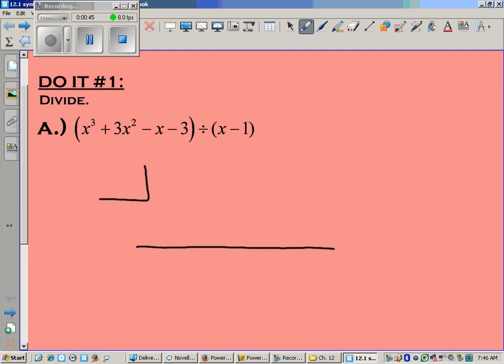Inside your box is going to be the number that you're trying to divide by, but it's always going to be opposite of what's inside the parentheses. So if I'm asking you to divide by x minus 1 in parentheses, the number that I'm going to put inside this box is going to be a positive one. We just put our number. We're going to ignore x's for now, and we're just going to look at our coefficients, the numbers in front.